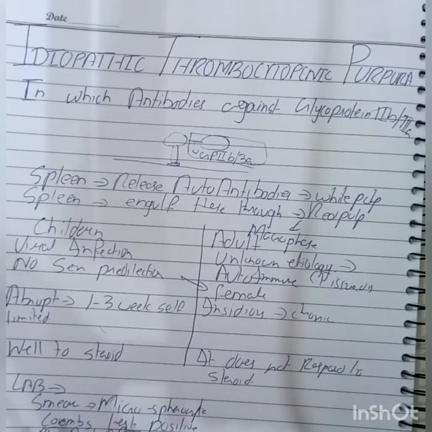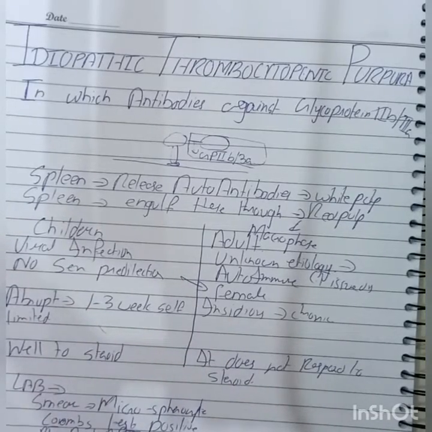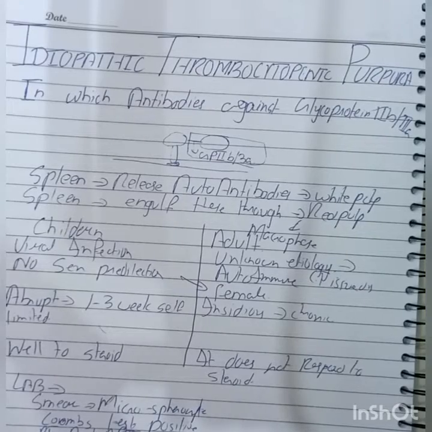The main thing which increases is bleeding time. The normal bleeding time is 2 to 9 minutes, but the bleeding time will increase to 16 or 17 minutes in idiopathic thrombocytopenic purpura.